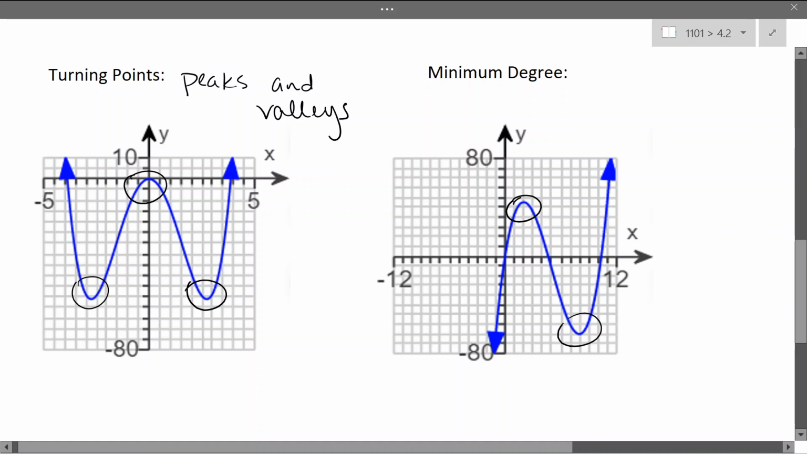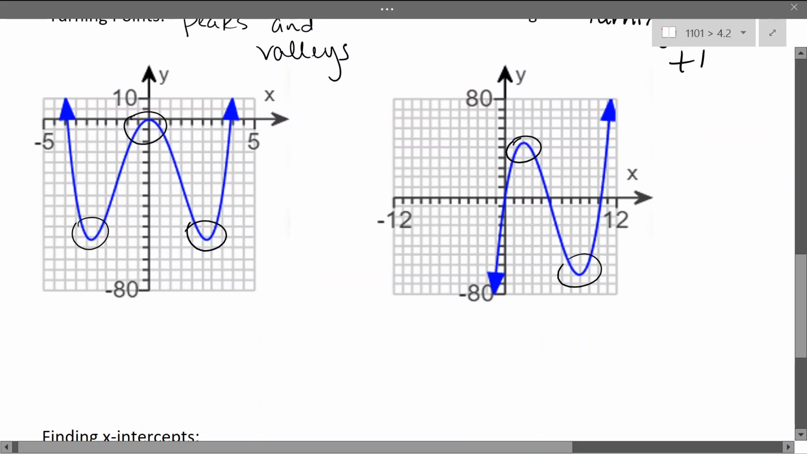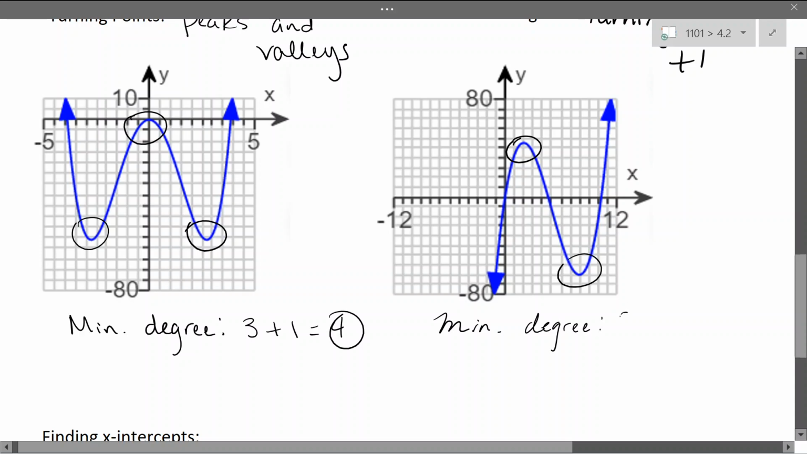So turning points go into determining our minimum degree. Our minimum degree is going to be our turning points plus 1. So if we look at this first example, our minimum degree is going to be our number of turning points, which is 3, plus 1, which gives us a minimum degree of 4. In the second example, our minimum degree is going to be 2 plus 1, which is 3.